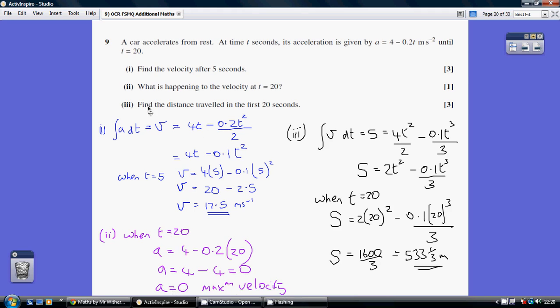Now part 3, find the distance travelled in the first 20 seconds. Distance travelled. Now the rate of change of distance is velocity. So you would differentiate a distance to get velocity, and going the other way you can integrate velocity to get distance. So if we take our velocity formula here and we integrate again, we get a formula for distance which is this, which simplifies to this. So substituting in when t is 20, we get our distance being 1600 over 3, or 533 1/3 meters.